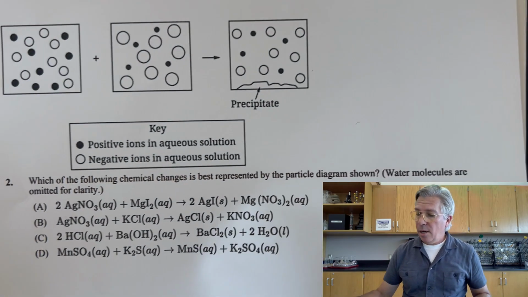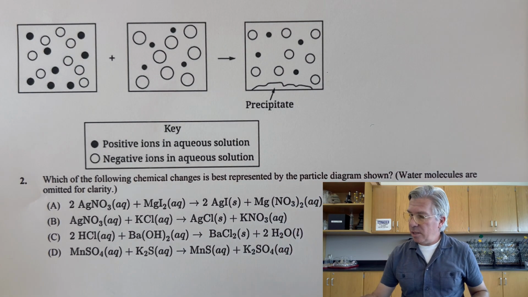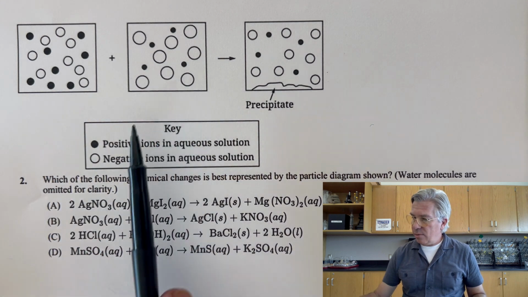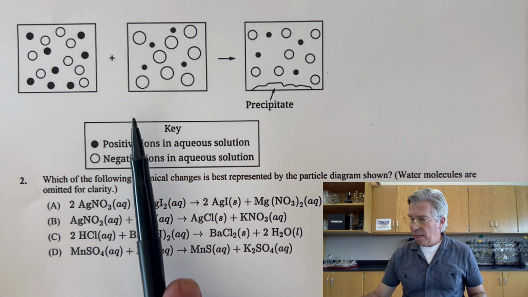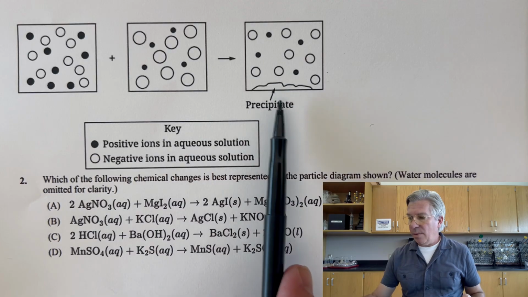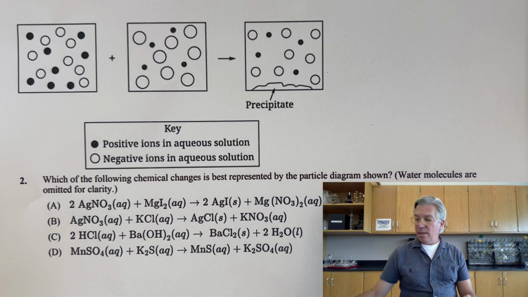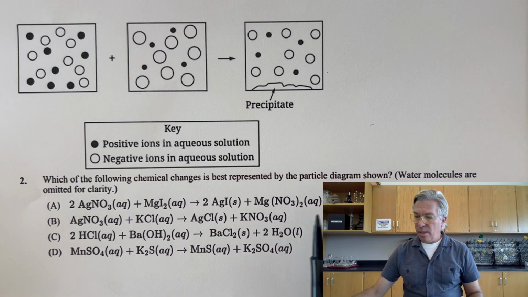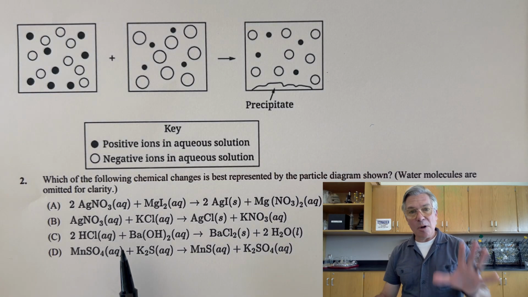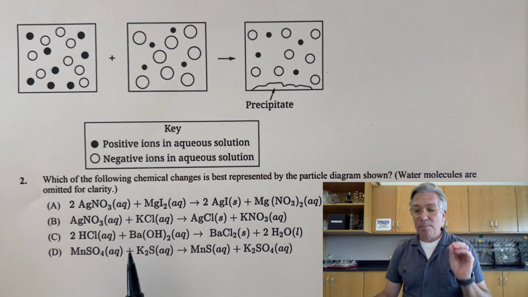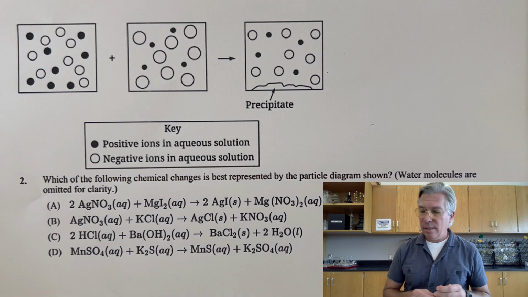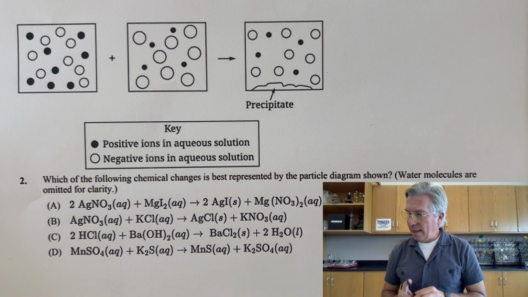Now this one, you're going to have to look carefully at this next one, but take a look at this picture. We have these reacting with these. These are the positive ions. The black ones are positive, white ones are negative. And we get a precipitate out here. Which of the following chemical changes is best represented by the particle diagram shown? Water molecules are omitted for clarity. Take a moment. You'll have to look at it carefully. Pause the video and see if you can come up with a guess. Pay attention to the mole ratios.